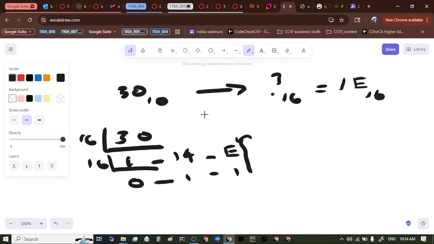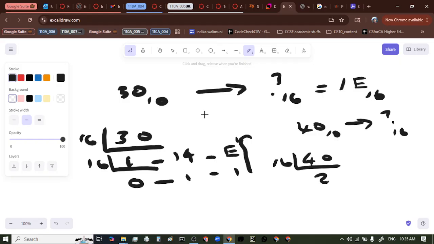40? Okay, 40. So let's do it over here. So 40 in decimal to base 16. Okay. So there are two 16s. So 32. So what's left is 8, right? So divide one more time. 16, 0, and 2. So it's actually 2 and 8, not 28. 2 8 in base 16.